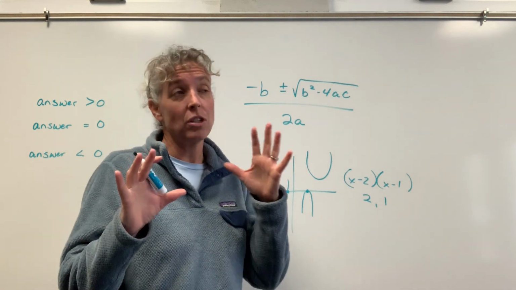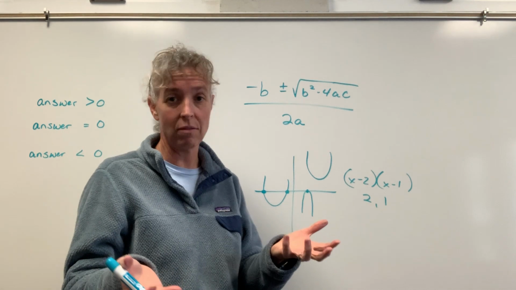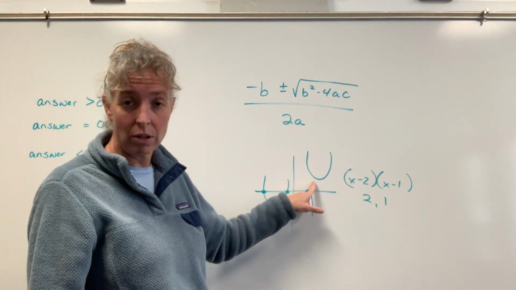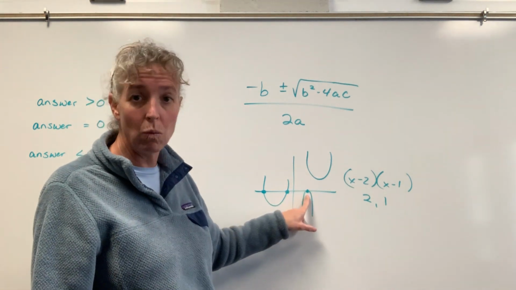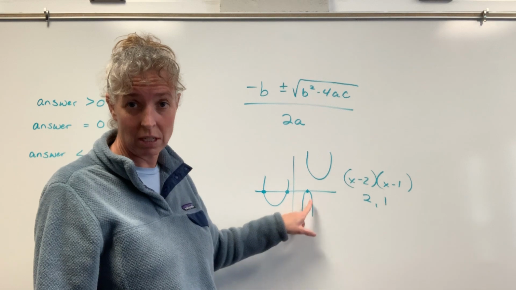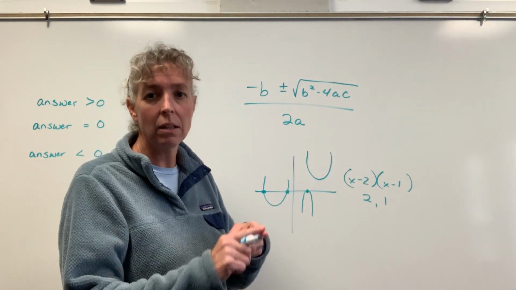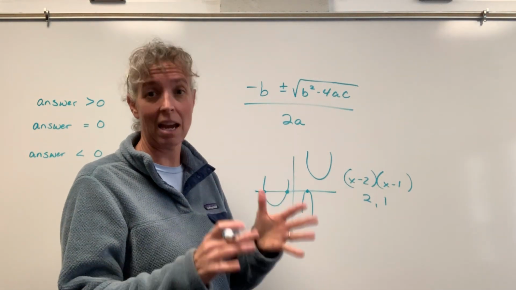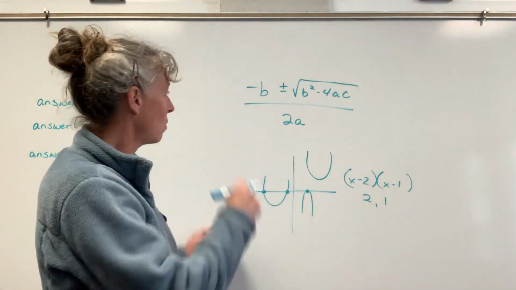So the questions say, how many solutions does it have, or how many x-intercepts does it have? Well, this would be 2. This would be 0, or no solution, 0 intercepts. This would be 1 solution, because it just hits it in one place. So all we're looking for today is if there's 1, 2, or no solutions to these problems, not what the actual answers are. And to do that, we're going to use part of the quadratic equation.